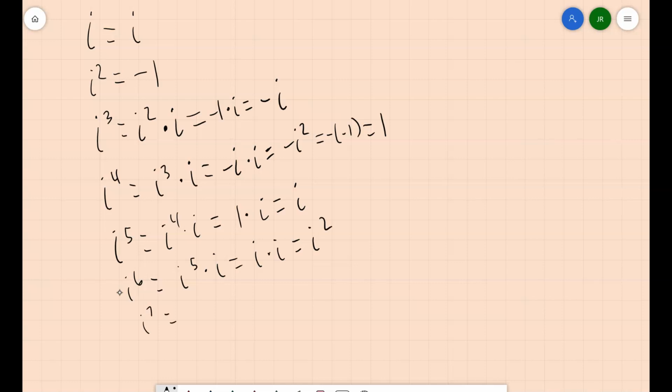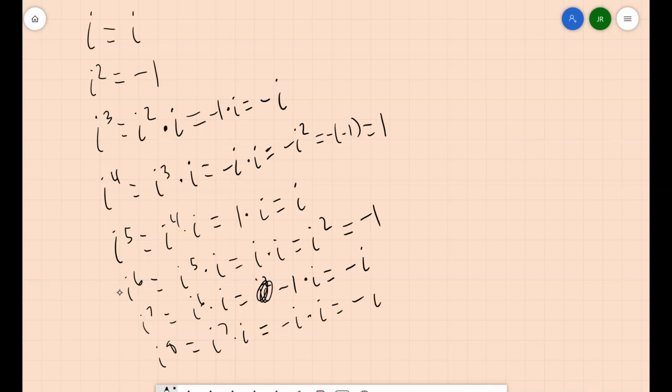And then i to the seventh is just i to the sixth times i. i to the sixth is i squared, which is negative 1, and so negative 1 times i is just negative i. i to the 8th is i to the 7th times i. And so i to the 7th is negative i. So we've got negative i times i. So that's negative i squared. So it's negative negative 1, which is 1. Now looky here. We got ourselves a pattern.